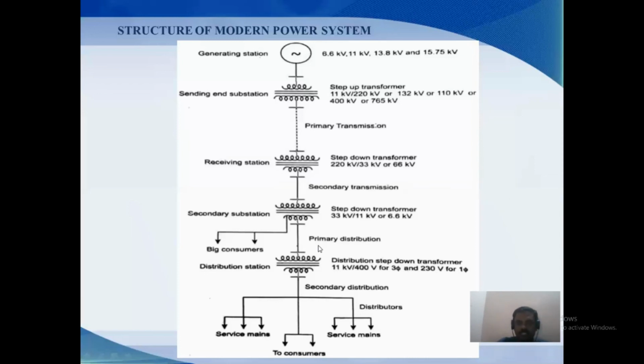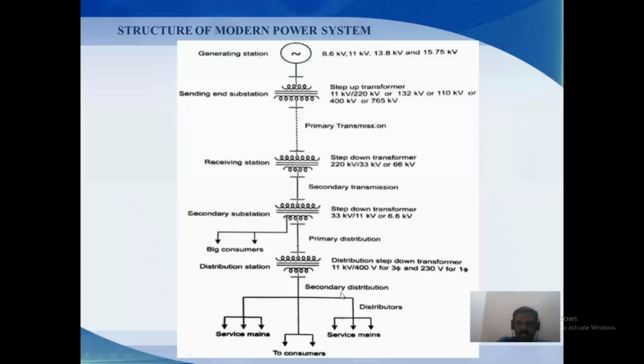Here in the distribution station, it also consists of a distribution transformer. A distribution transformer converts the 11 kilovolt into 400 volt for a three-phase system, and 230 volt for a single phase system. That is line to line voltage 400 volt, line to neutral voltage 230 volt. This voltage is given to small consumers like our houses. We require the 400 volt or 230 volt.